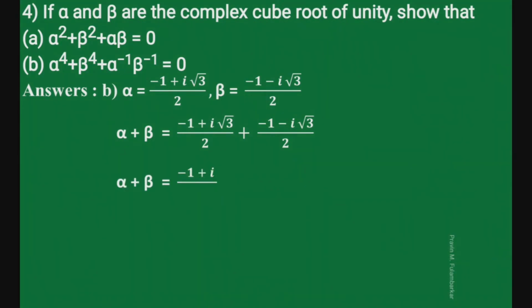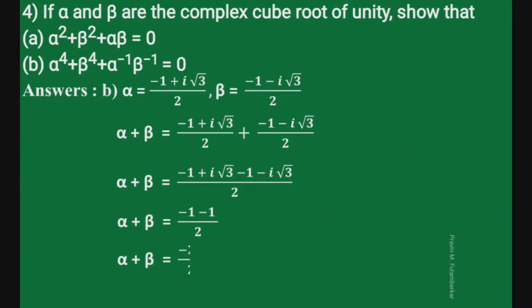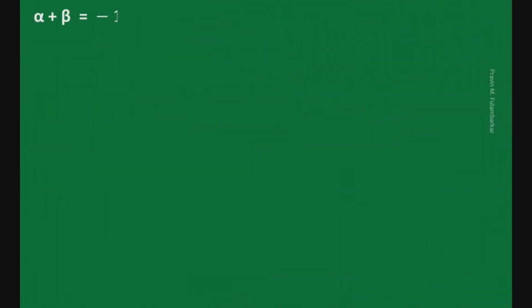Base is same. We add the numerators. This i root 3 gets cancelled with this minus i root 3. So we get -1 -1, which is -2. So -2 upon 2 we get -1. So first we find the value of alpha plus beta. Why do we take this again? Because these questions may be asked separately. So you have to solve the value of alpha plus beta and alpha into beta.